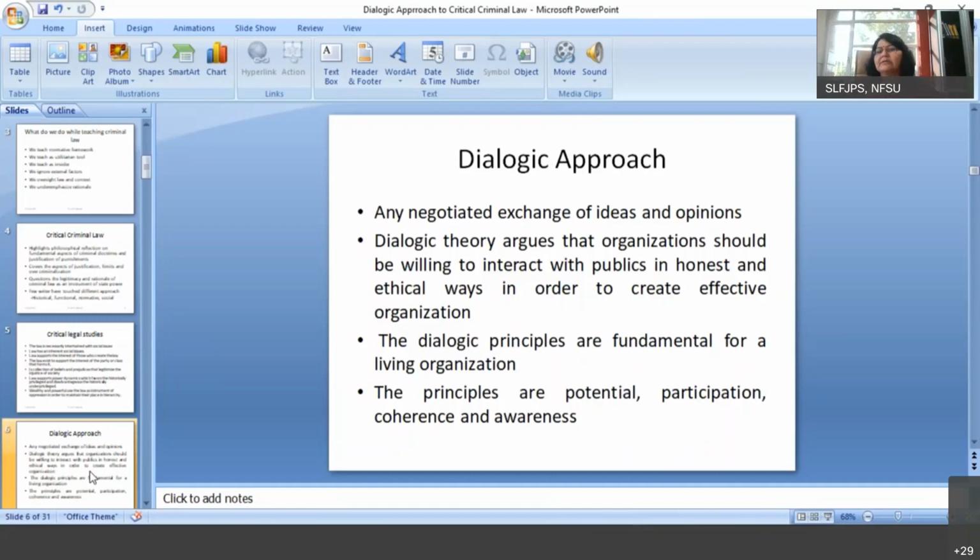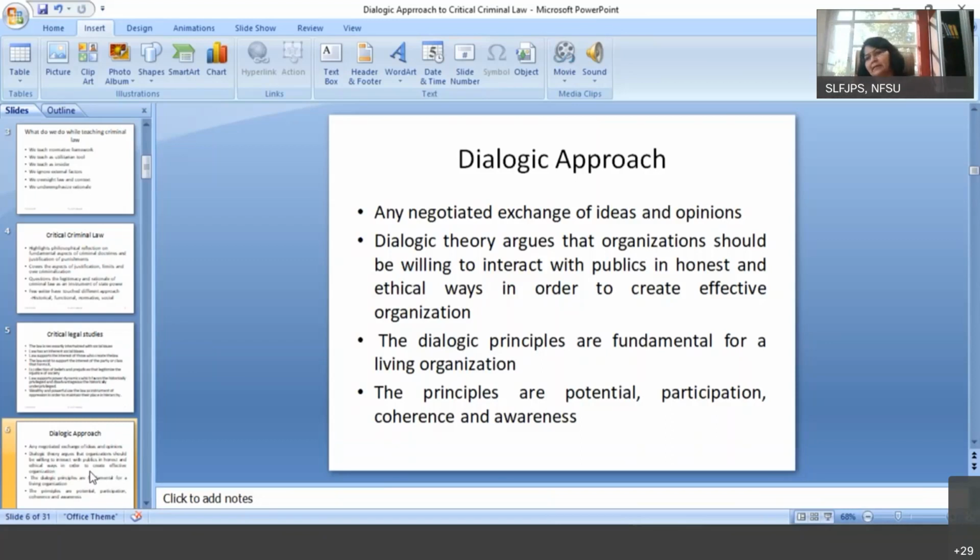So dialogic theory always argues that the organization, it could be a system, a justice delivery system, the police as an institution, the courts as an institution, the parliament as an institution, any kind of organization, should be willing to interact with the public, with the subject matter, with those for whom they are addressing that particular issue, in honest and ethical ways.